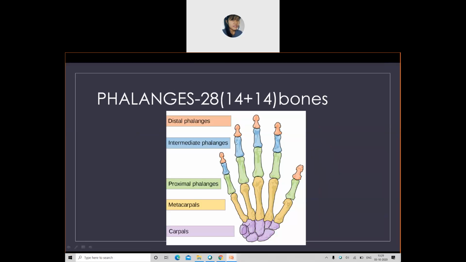Next is phalanges. So all these are the phalanges. Okay, phalanges, how many you'll be getting? 14 each. 1, 2, 3, 4, 5, 6, 7, 8, 9, 10, 11, 12, 13, 14. So 14 each. 14 in one side and 14 in the other side. Okay, so 14 number of phalanges bones you'll be getting in your upper extremity.